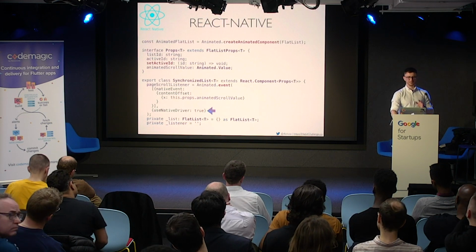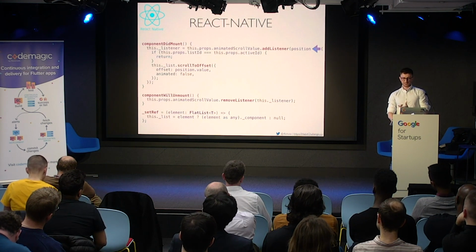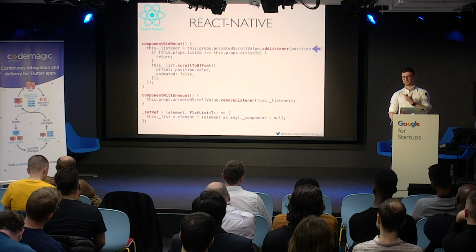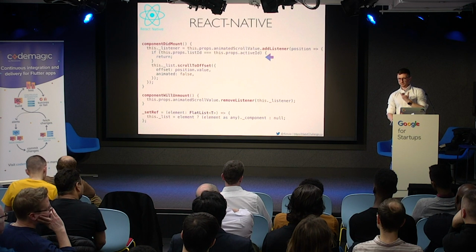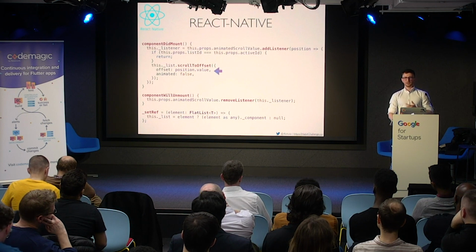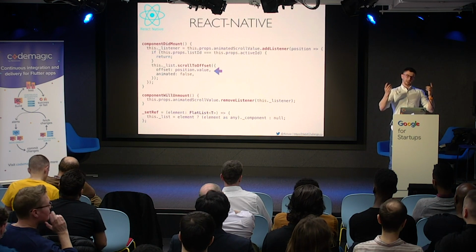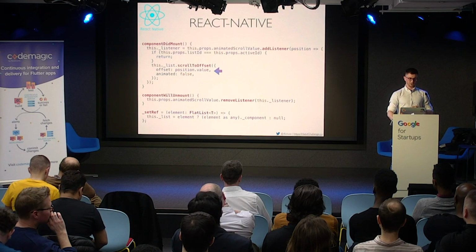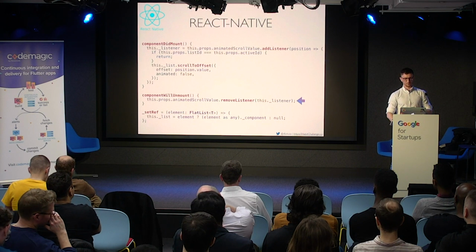Okay, this part is done. So right now we need to initialize this thing. So we are adding a listener to animated scroll value. So this is the position of a scroll. If we are in active widget, we are ignoring this event. We are not reacting to it because this is the widget that is sending the events. If we are in a widget that is not active, we are just setting the scroll offset to a given value of the list. And yeah, we are just cleaning up after ourselves.